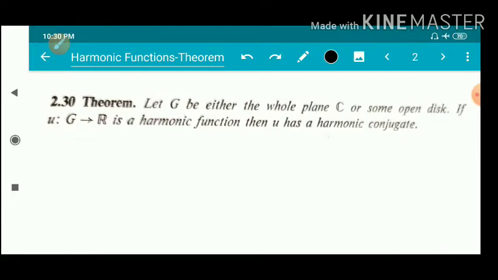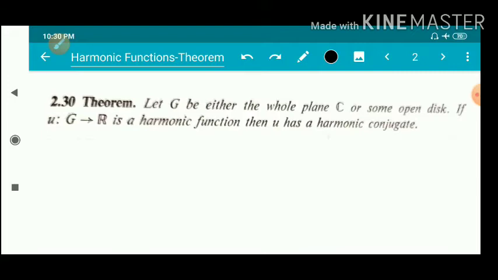Let G be either the whole plane C or some open disk. If u from G to R is a harmonic function, then u has a harmonic conjugate. That is, if there exists a harmonic function u in the complex plane or some open disk contained in the complex plane, then that function has a harmonic conjugate.